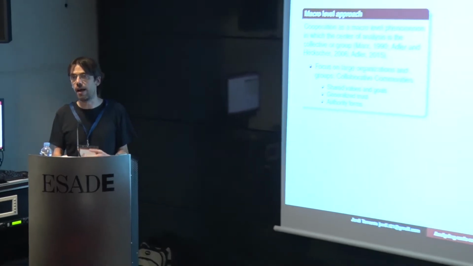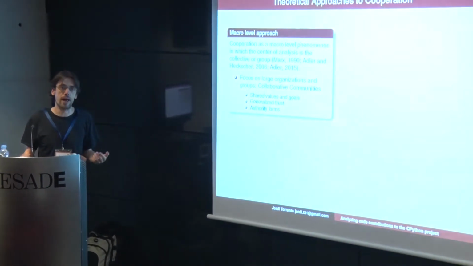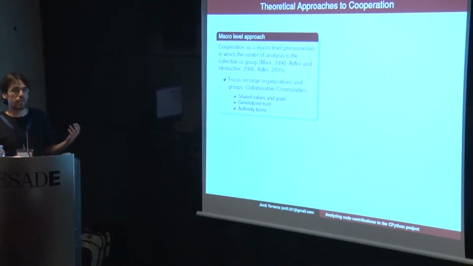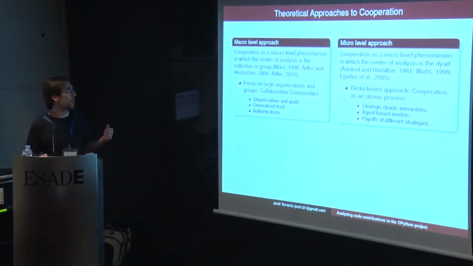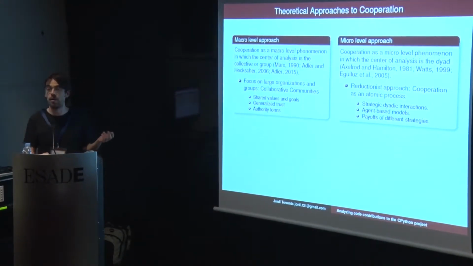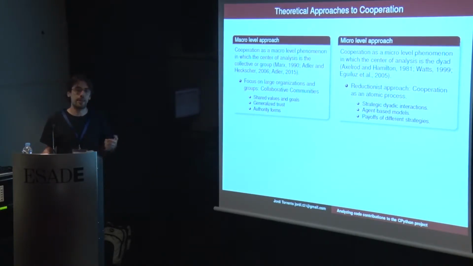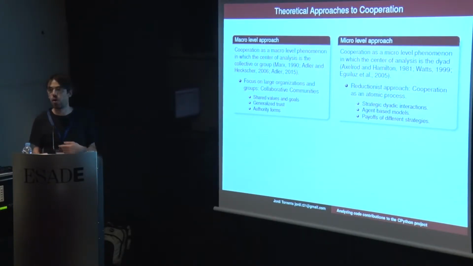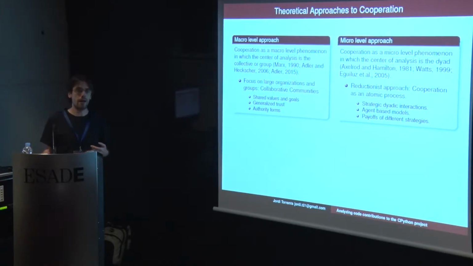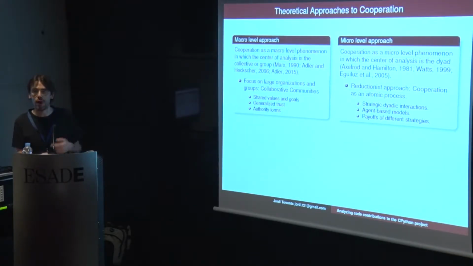So let me start with cooperation. This is a main topic in sociology. It has been analyzed and theorized for a long time in sociology, and there are mainly two approaches, a macro level and a micro level approach. The macro level is the oldest one, and classical sociologists like Karl Marx or Max Weber have talked about how groups and large organizations cooperate and what works and what not.